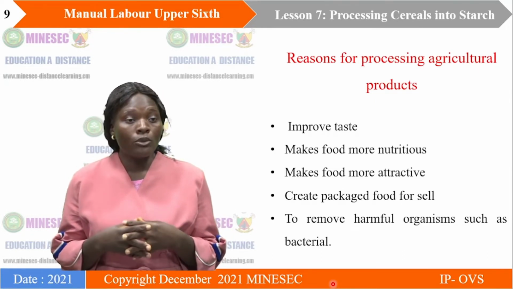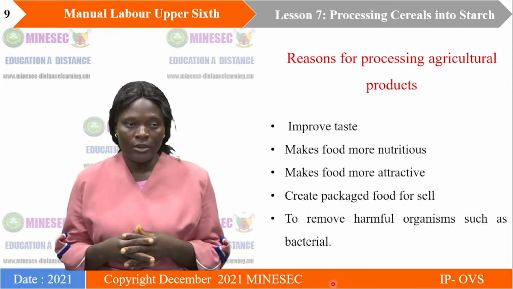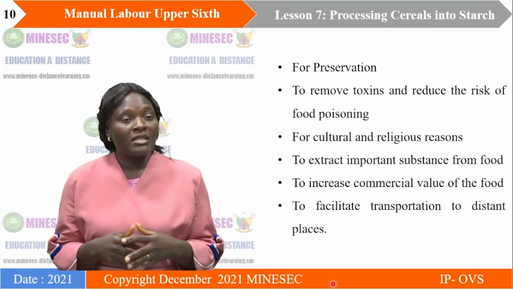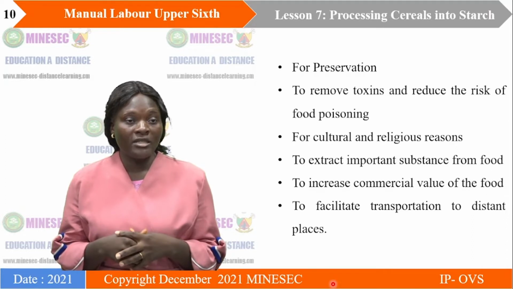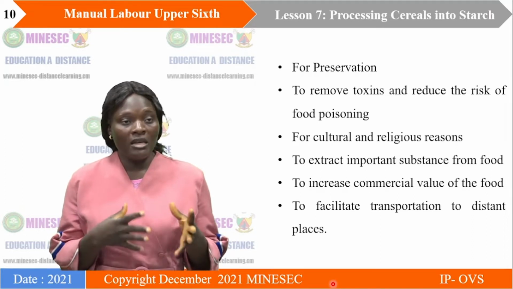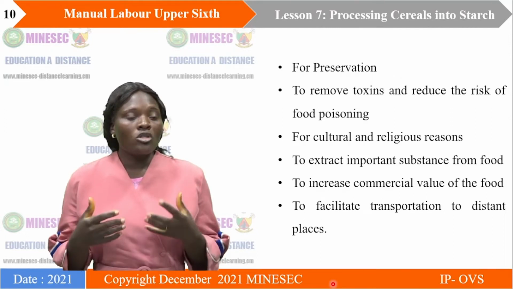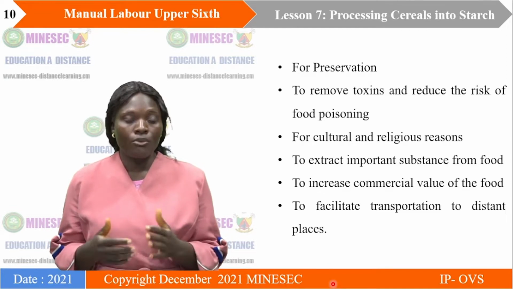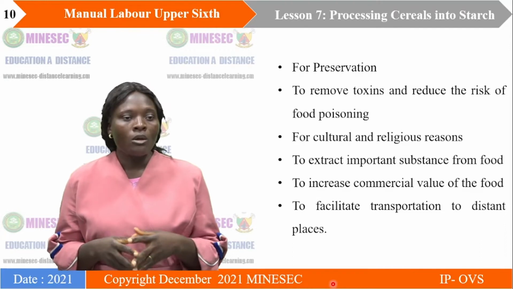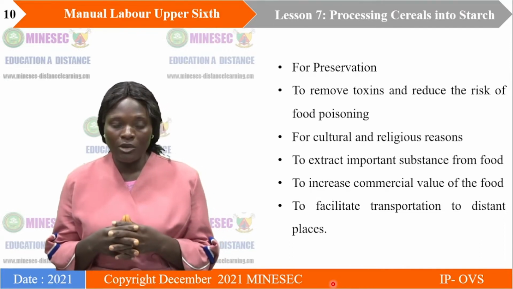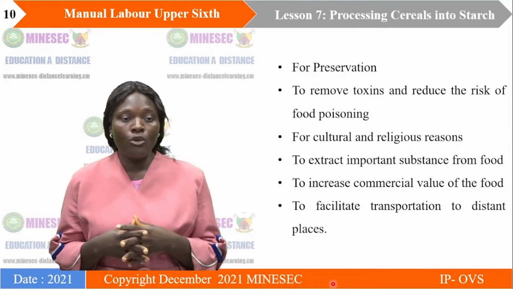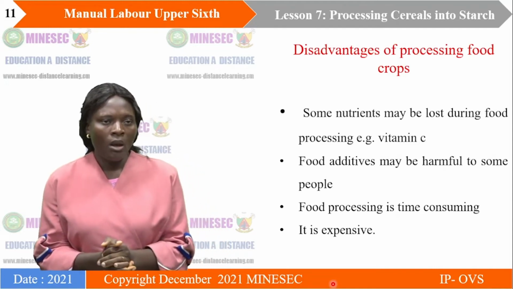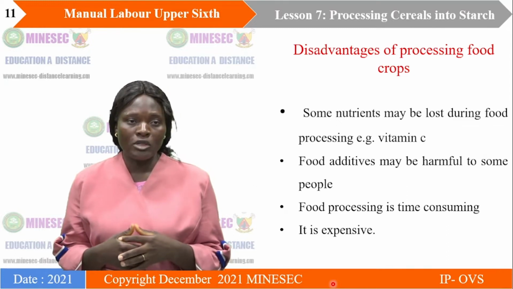We also process agricultural products to create packaged food for sale, to remove harmful organisms such as bacteria. We also process food as a preserving agent. So processing is a method of preserving food. We also process to remove toxins and reduce the risk of food poisoning. For cultural and religious reasons, we process agricultural products. We also process to extract important substances from the food, to increase commercial value of the food, to facilitate transportation to distant places.